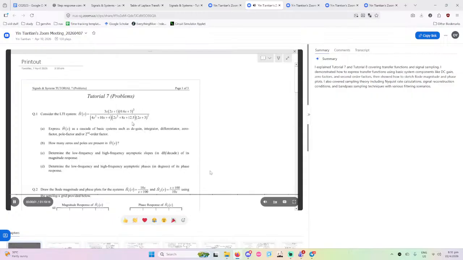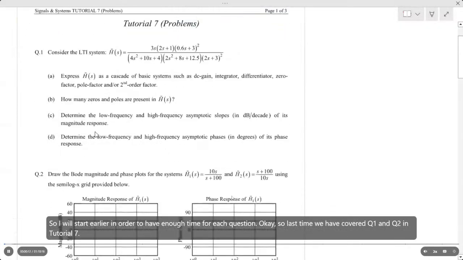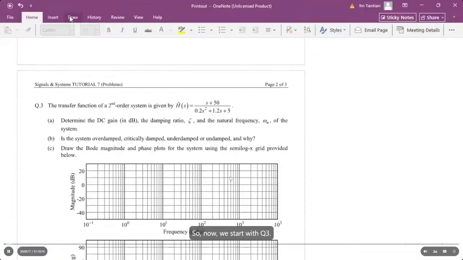Good afternoon, everyone. So today we are going to talk about tutorial 7 and tutorial 8. I will start earlier in order to have enough time for each question. Last time we covered Q1 and Q2 in tutorial 7. So now we start with Q3.